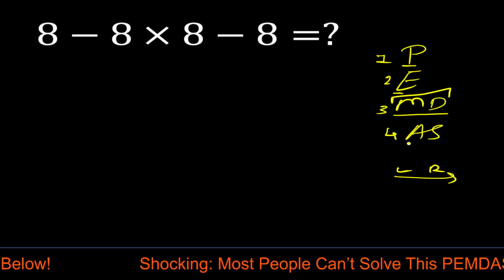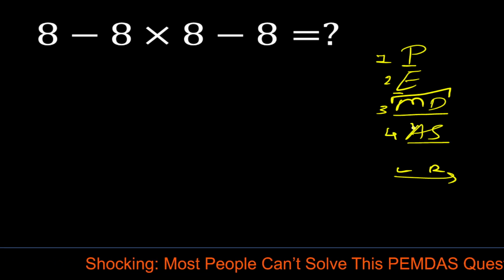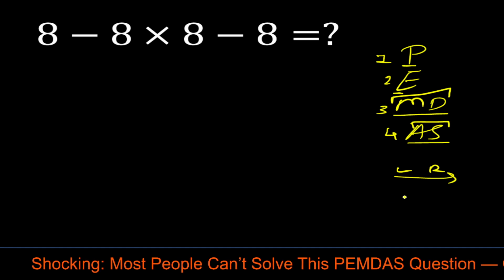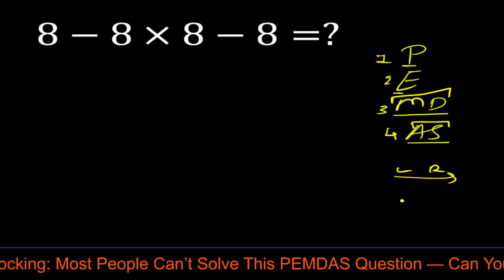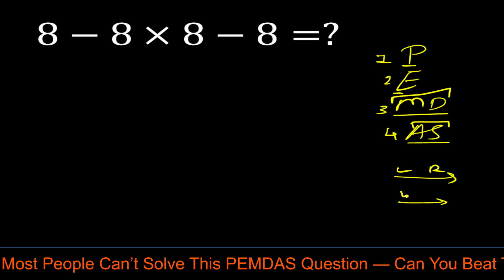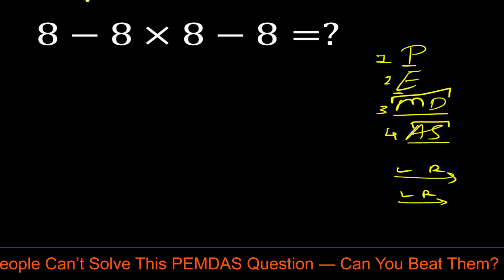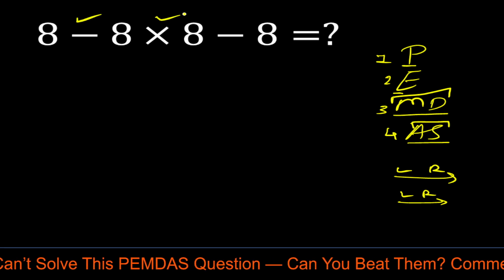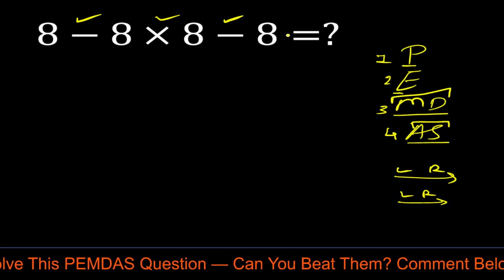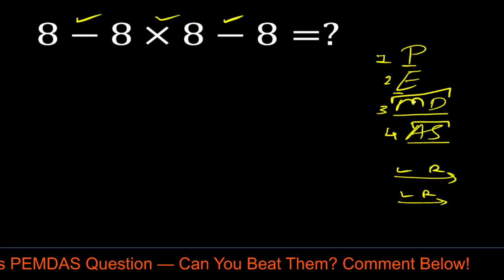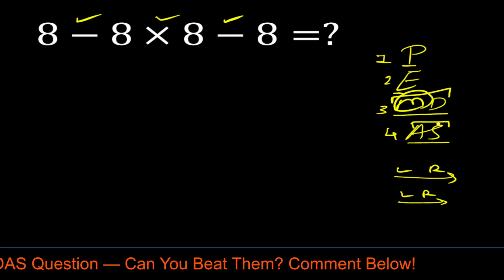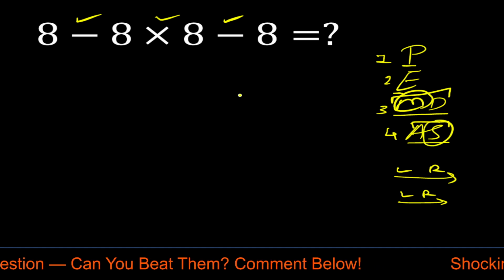Then fourth and last priority is addition and subtraction. Also addition and subtraction both have equal priority, so we have to solve it from left to right. So in this question, here we have subtraction, here multiplication, and here subtraction. So according to the PEMDAS rule, first we have to solve multiplication, then we have to solve subtraction, right?